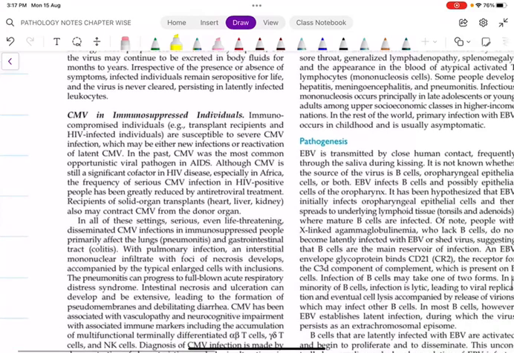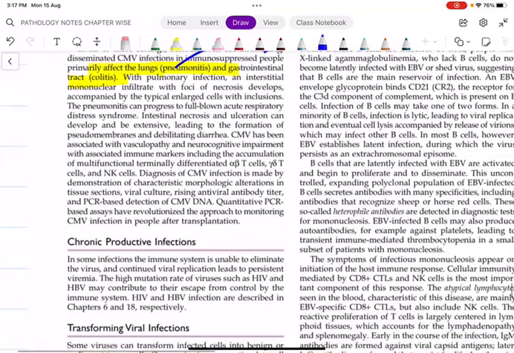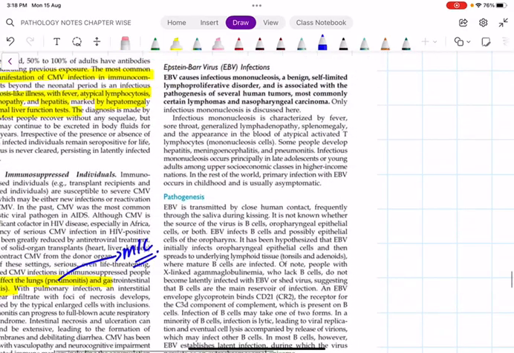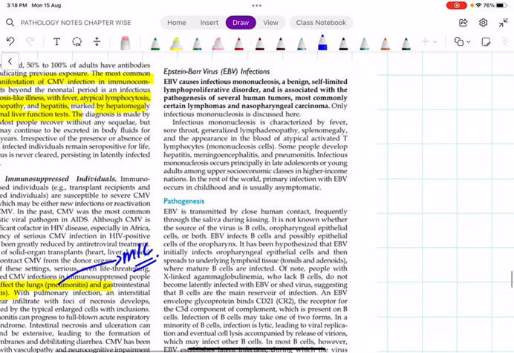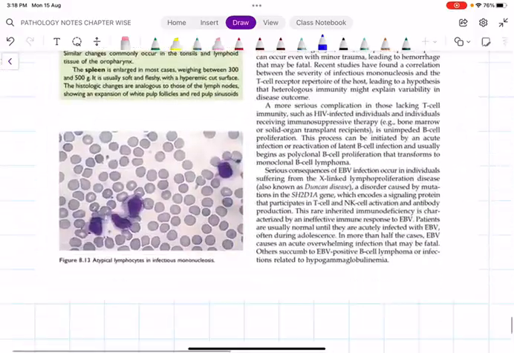In immunosuppressed patients, I have already told you, there will be pneumonitis and colitis. Pneumonitis is one of these and has been asked as an MCQ. Pneumonitis is one of the most common manifestations in immunocompromised patients. And next, what we are going to discuss is EBV, Epstein-Barr virus, whose pathology has to be discussed a bit in detail.